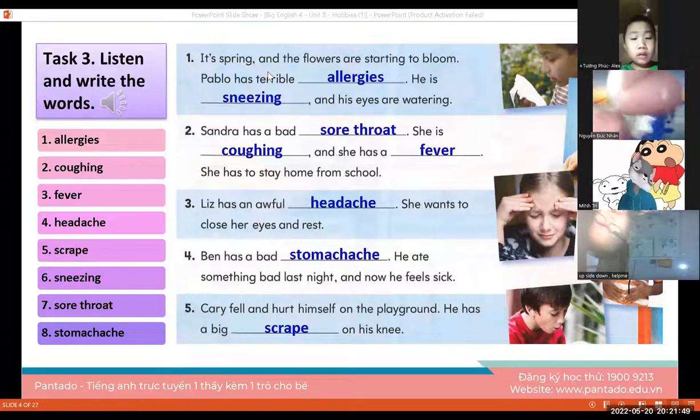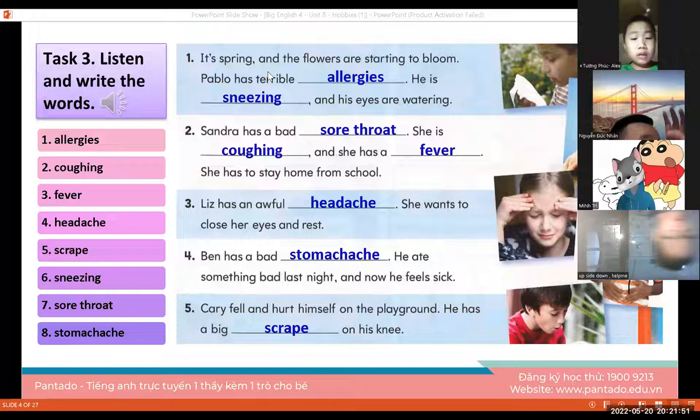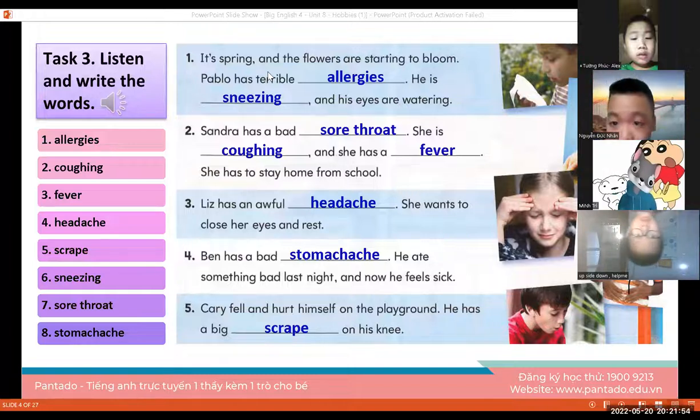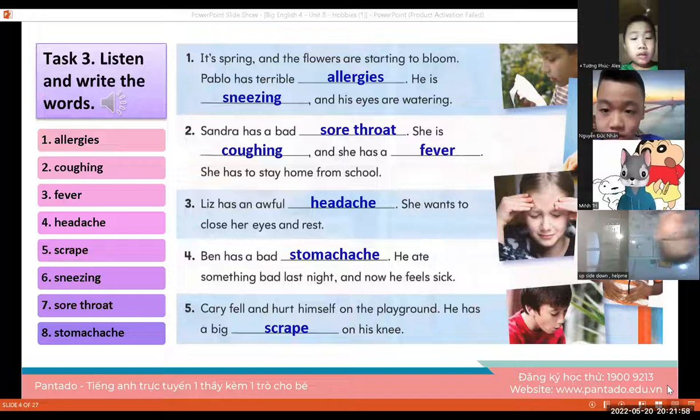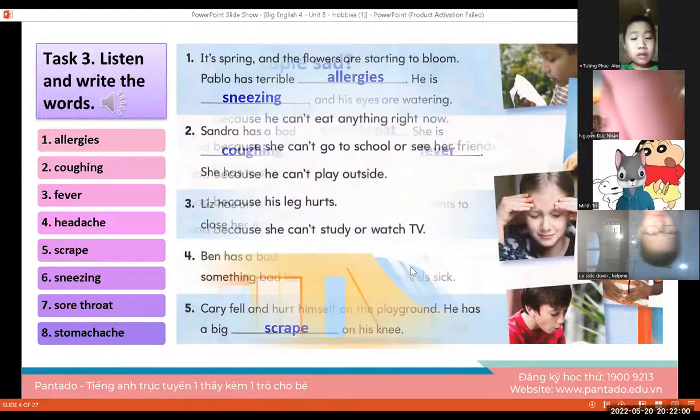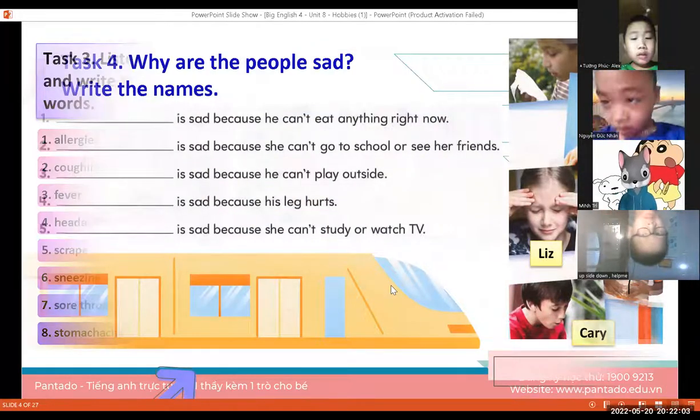So yeah, maybe he will sneeze a lot. So yeah, he has to stay inside. He cannot go out. So yeah, that one is Pablo. Very good, Quay. Good job. It's Pablo. What about number four?